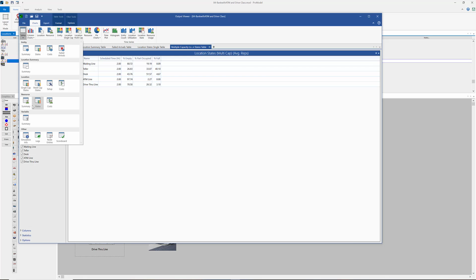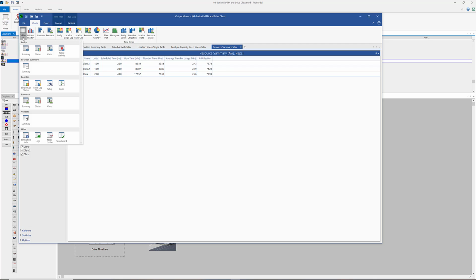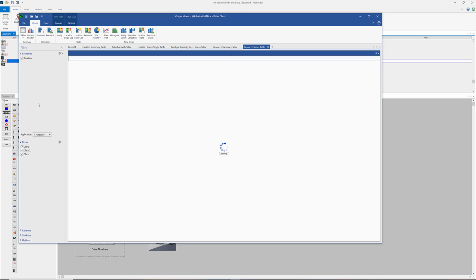And resource. Okay, let's look at resource. Resource summary. Remember this is the number of clerks. So clerk 1 statistics, clerk 2 statistics, and clerk overall statistics. Work time in minutes, number of times used, average time, utilization. Utilization is about 75% for the two, equally shared. So that's pretty good.